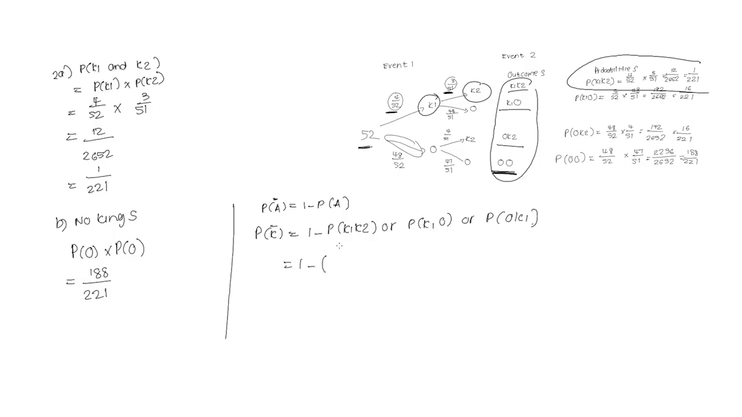We obtain the probabilities once again from the branches in the tree diagram. We simplify the equation and we get an answer of 188 over 221. And as you can see, the answer for the first method and the answer for the second method correspond.